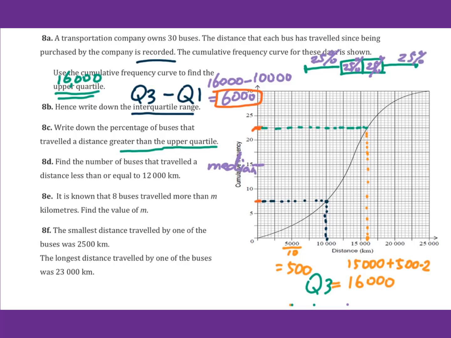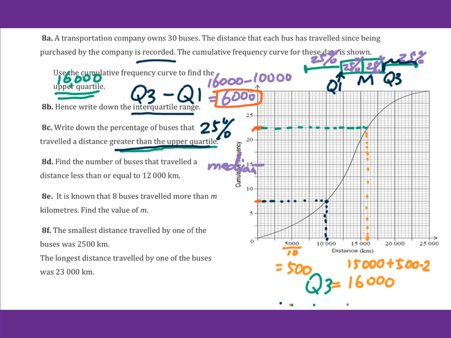We are looking for the percentage of buses that travel a distance greater than the upper quartile. This will be the upper quartile. This will be the lower quartile. This is the median. So from upper quartile to this maximum, that's 25%.